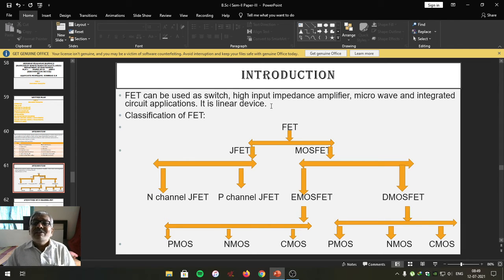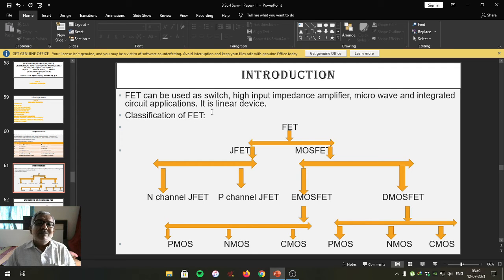By using FET, you can design your differential amplifier. You can use them in integrated circuits so as to fabricate operational amplifiers and so on. All these are the applications of the field effect transistor.